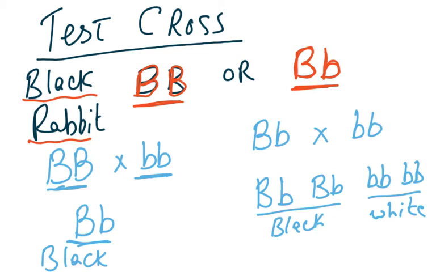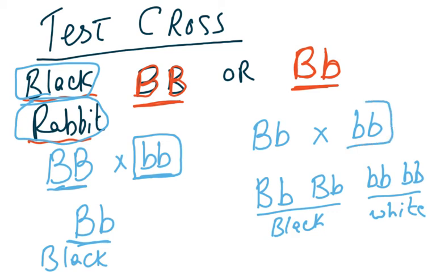So a test cross is actually to find out what is the genotype of this black rabbit, and we know black is a dominant trait. So you cross it with a known recessive. If it was homozygous dominant, then of course all the offspring would be black and they would all be heterozygous. But if it was heterozygous and you crossed it with a known recessive, then some of these would be black and some of these would be white. So this is called a test cross.